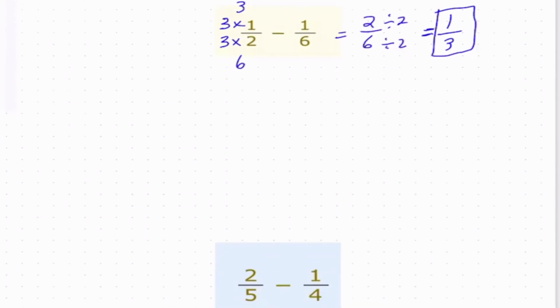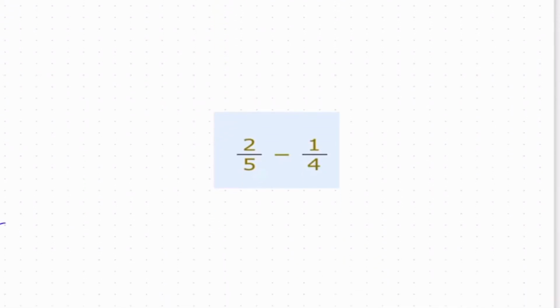All right, one more example. This is the last example here. So 2/5 minus 1/4. The denominators are not the same, so we have to figure out what our denominator is going to be. Neither one of these can multiply into the other one, so we're just going to multiply these together, right? So 5 times 4 gives us 20. So 20 is what we're going to use as our denominator.